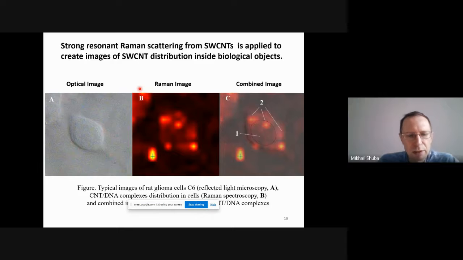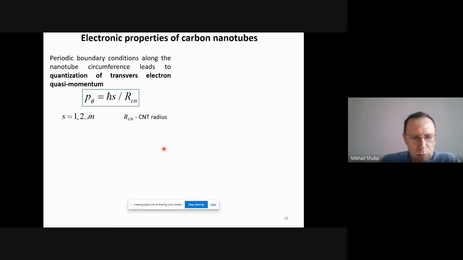The high sensitivity of Raman microscopy is used to detect the distribution of carbon nanotubes in cells. Here is the optical image of a cell with a size of about 10 micrometers. The Raman microscopy image demonstrates the carbon nanotube distribution inside the cell. Now we will speak about the electronic properties of carbon nanotubes.